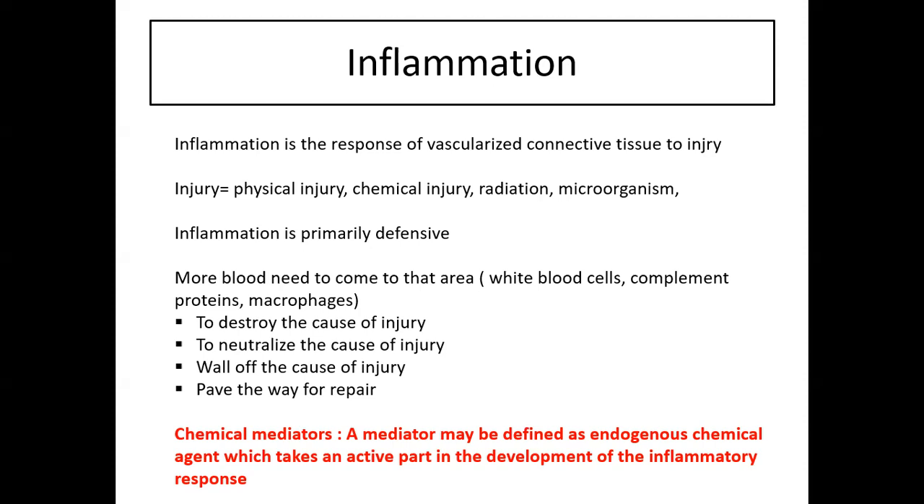Because more cells are fighting, more blood comes to the area of inflammation to destroy the cause of injury. Once inflammation takes place, it destroys the bacteria. Inflammation is very important, primarily to destroy the cause of injury, to neutralize it, and even to wall it off. It can even pave the way for repair. Inflammation is primarily defensive, only that sometimes it can overact.